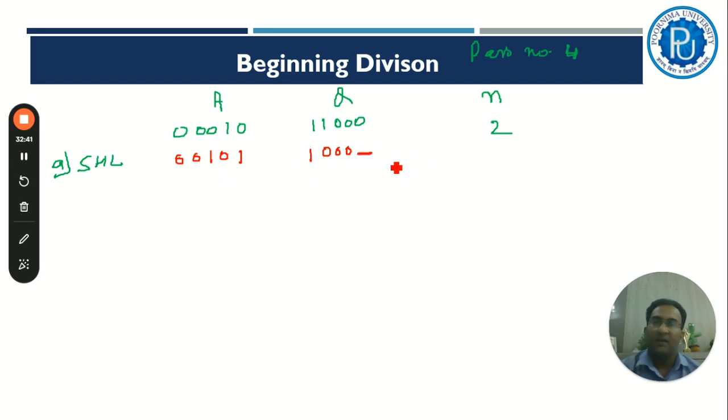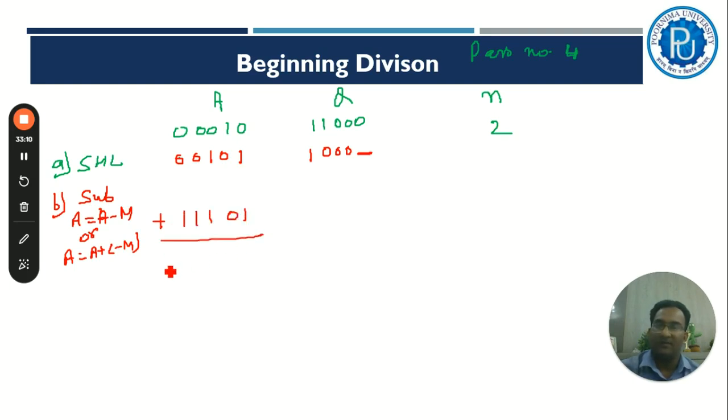The value of this LSB of Q will depend upon the next step, which is the subtraction process: A equals A minus M, or A equals A plus minus M, which we are going to perform. So this is what we are going to add. We are adding minus 3. So 1 and 1 is 0, 1 is carry. 1 and 1 is 0, 1 is carry. 1 and 1 is 0, 1 is carry. And the final carry will be discarded.